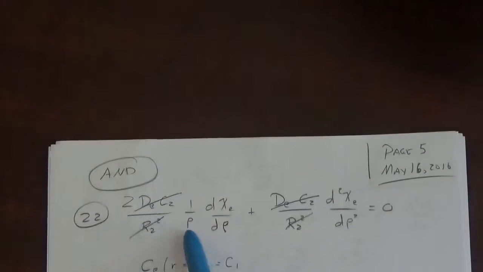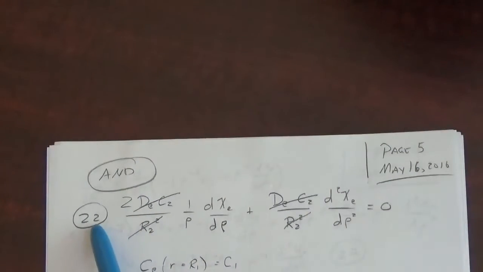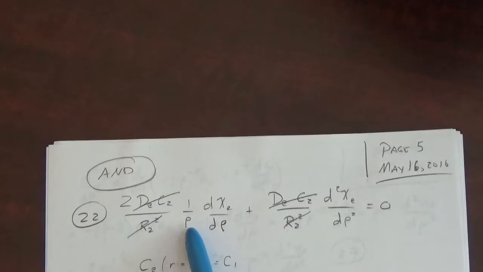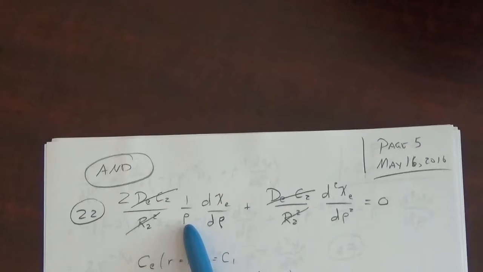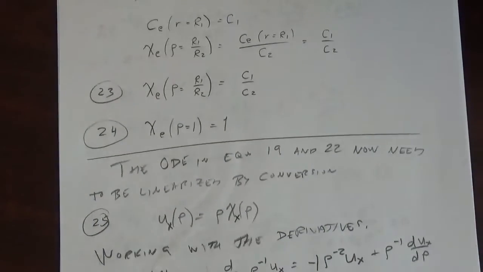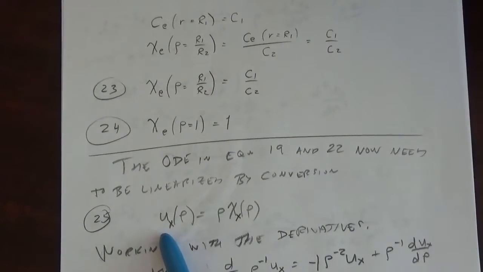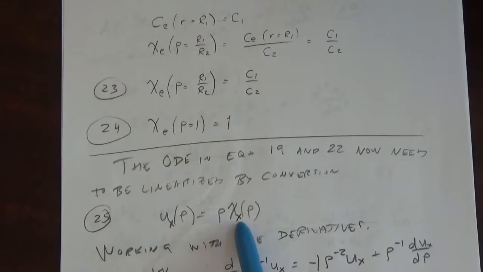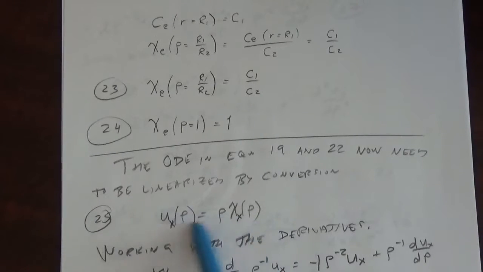And the problem is that the ordinary differential equations, say equations 19 and 22, have this 1 over rho in them, and because of that, it's a non-linear differential equation, and we want to linearize that. The way you linearize that problem is by making the substitution u sub x as a function of rho is equal to rho times chi sub x as a function of rho. And this substitution is going to simplify our problem.